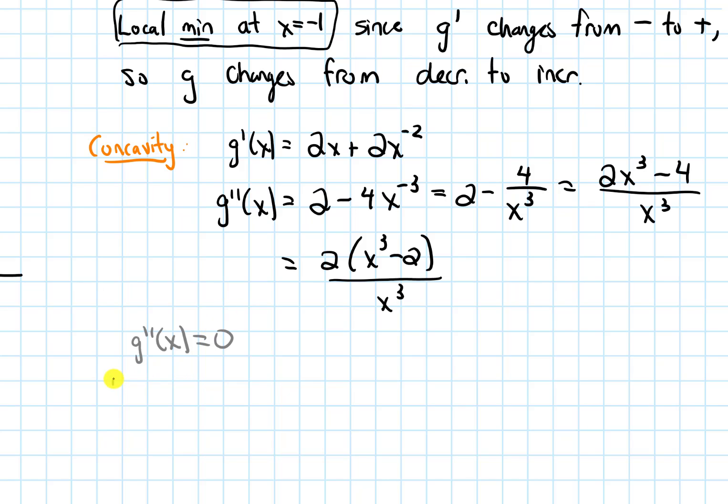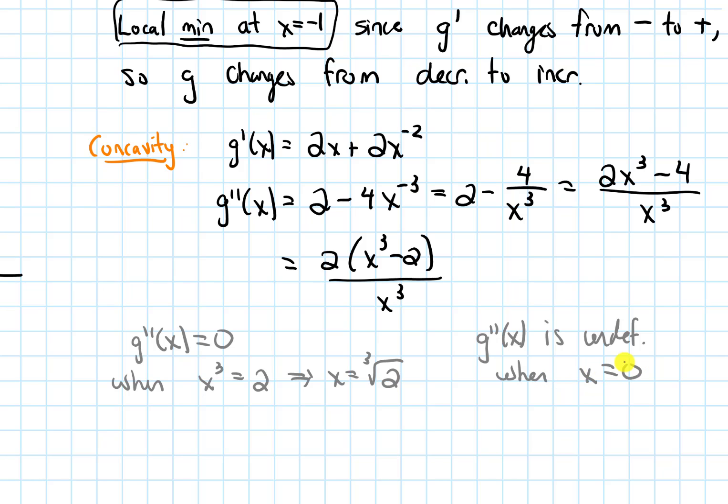So this is going to be equal to 0 when the numerator equals 0, which will happen when x cubed is 2. And if I cube root both sides, we get x equals the cube root of 2. Okay, and when is it undefined? Well, the second derivative is undefined when the denominator is 0, and that happens when x is 0.